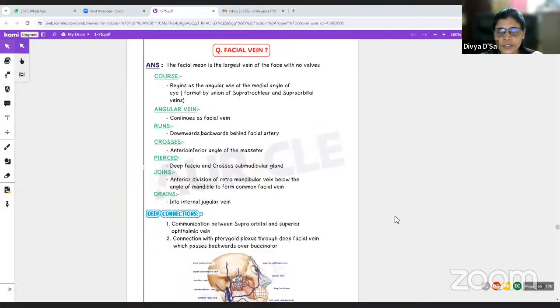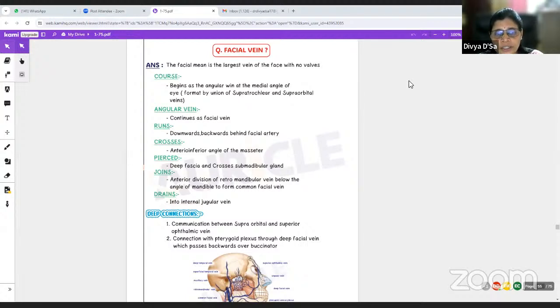So the first question is facial vein. So what do we mean? First, always you need to write the definition. The facial vein is the largest vein in the face, and it has no valves. Okay. So all the head and neck veins, except for the internal jugular vein, do not have valves because the blood is flowing towards gravity. So that is why there are no valves.